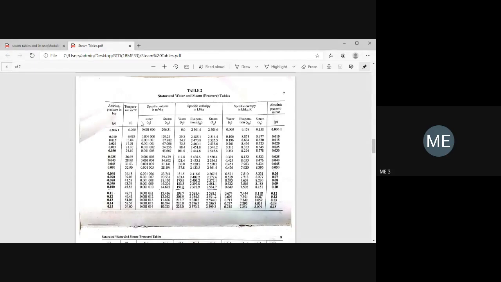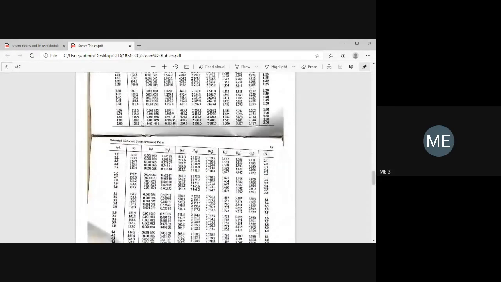Okay, so corresponding to 10 bar pressure, go to the 10 bar pressure. That is the first column, and sometimes they will give the pressure in kilopascal. Okay, because all the units are in bar, you have to convert that pressure in kilopascal to bar.